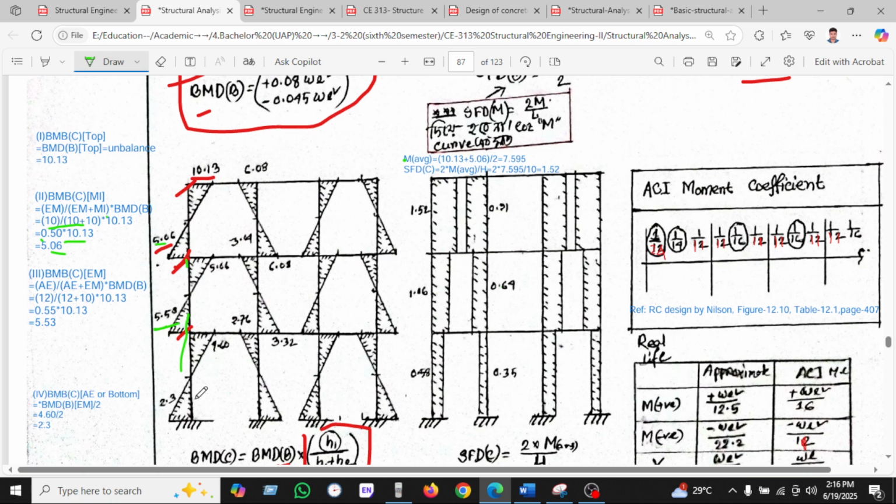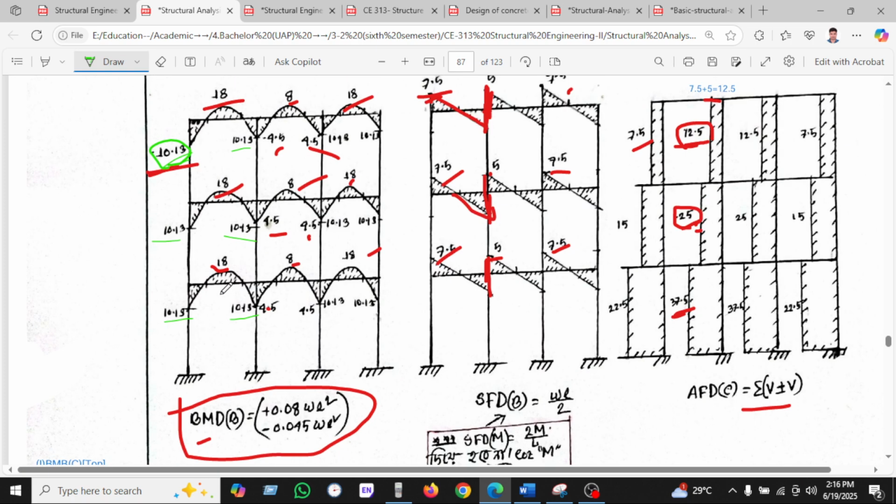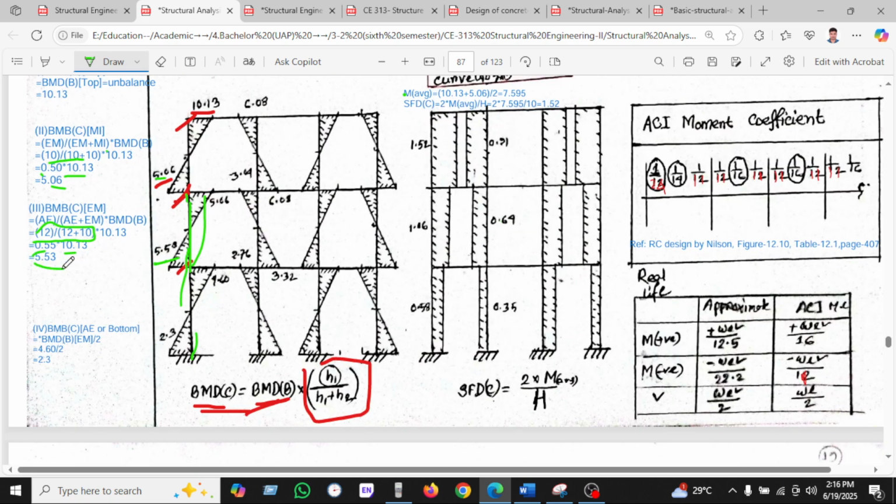That means AE is this portion, and AE divided by EM is this portion. Then AE is 12, and 12 divided by 10. These are the coefficients, and we found 5.5. 5.5 will be multiplied with this bending moment of the beam, and we find 5.53.